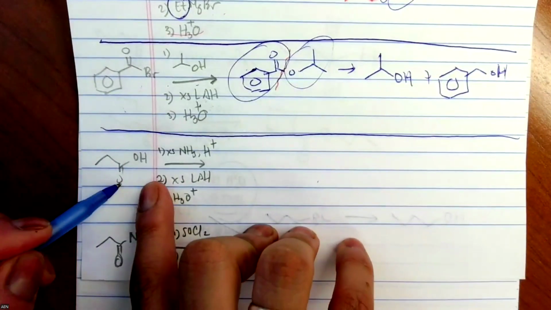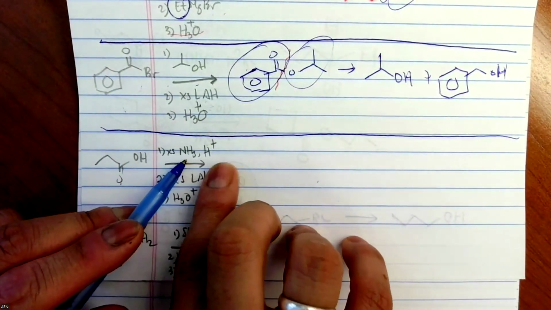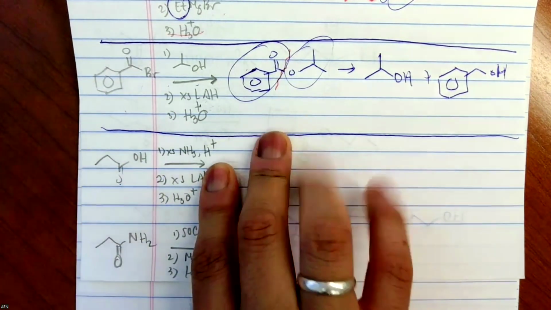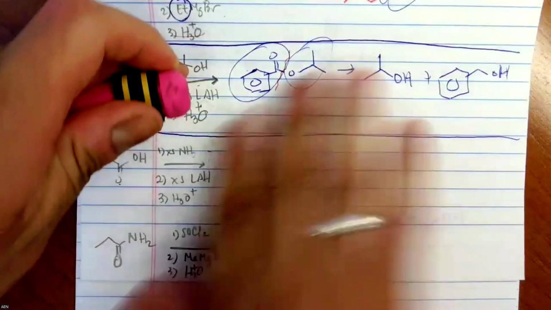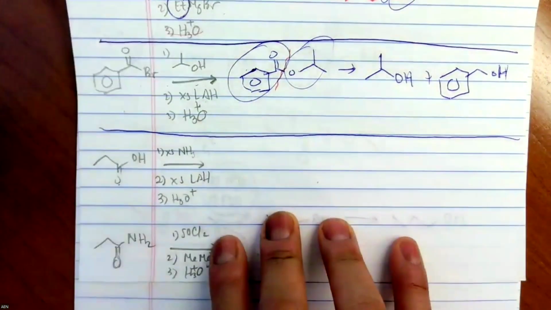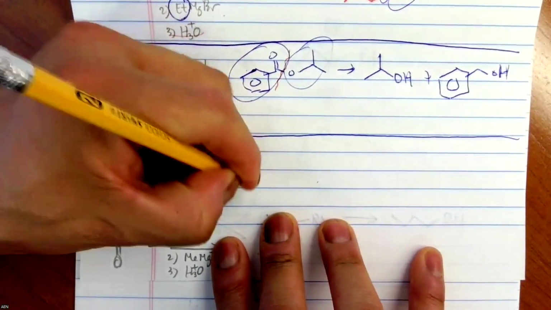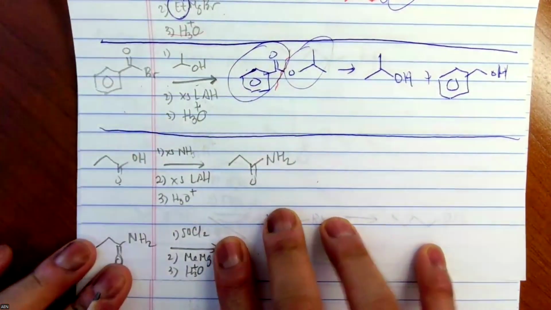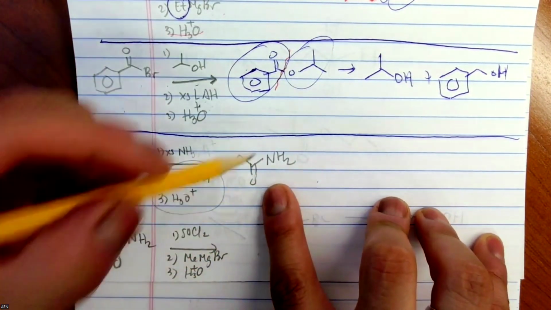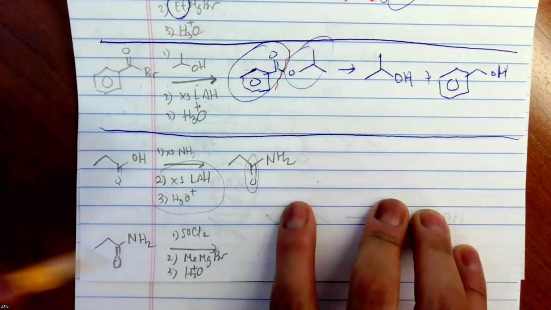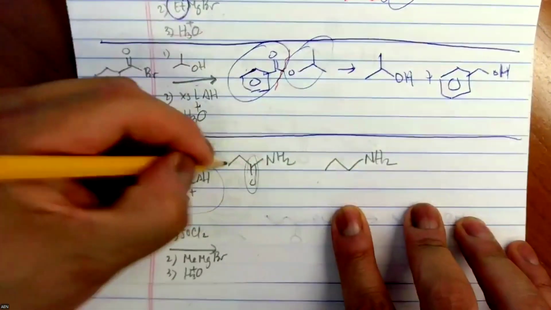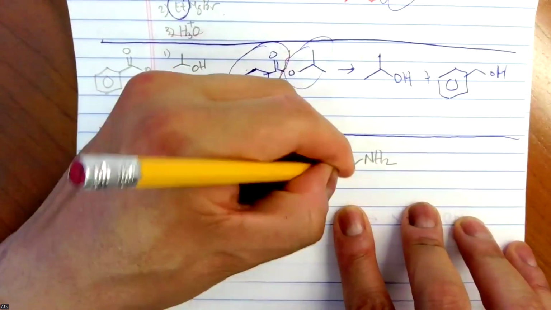Next one, carboxylic acid with excess ammonia. Actually, you don't need the catalytic amounts in this case because ammonia will give you the basic environment. So after the ammonia, you will get the amide. And then after that is excess LAH. So it will reduce it. Basically, we'll get rid of this C double O. NH2. Okay. 1, 2, 3, NH2.